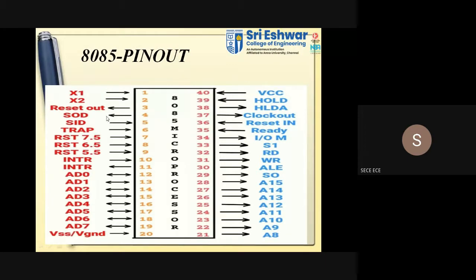வெளியில வந்திருக்கா, out னா வெளில வரும், இன்னனா arrow mark is projected inward. Okay, and next we have interrupt pins like trap, reset 7.5, 6.5, 5.5, interrupt and interrupt acknowledgement. So here there is a blemish that this is interrupt which is getting inside, this is coming outside, which means INTR is wrong here. What should be there?